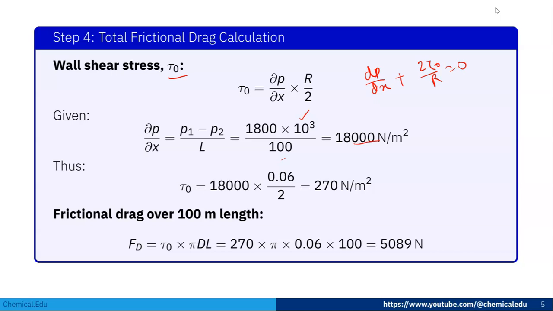So tau 0 will be 18 triple naught into 0.06 by 2. So that is 270 Newton per meter square. Now frictional drag over that 100 meter length. So this is the shear stress. Now if I multiply that by the cross sectional area, we'll get the force.